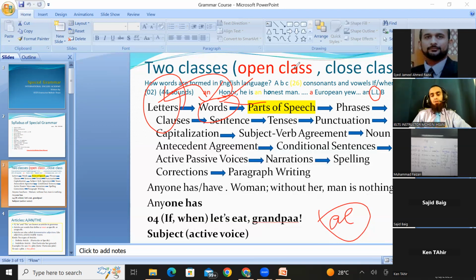Information. But what do you think? What is the words' position in the conversation? What do we call them? From words, what next thing is going to be created? Don't you think the parts of speech? Yes, sir. And what is meant by parts of speech? Yes, Faizan. What are parts of speech? Tell me the conceptual meaning.